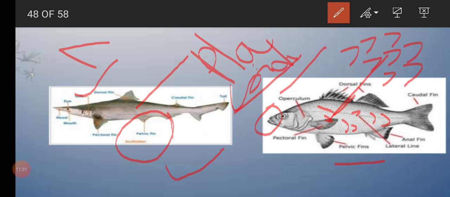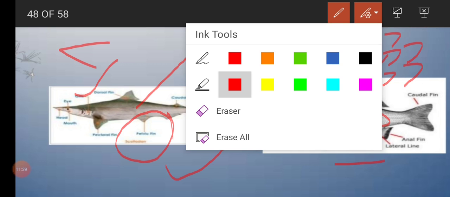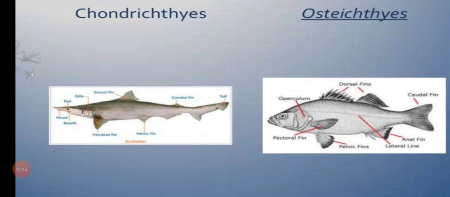And here the scales are ctenoid or cycloid. We can see the scales; they are round, like a small circle or half circle. Is that clear, children? So that is the main difference between the Chondrichthyes and Osteichthyes. And we can see other fins like the dorsal fin, caudal fin, anal fin, and also lateral fins for their body movements. Is that clear, children?